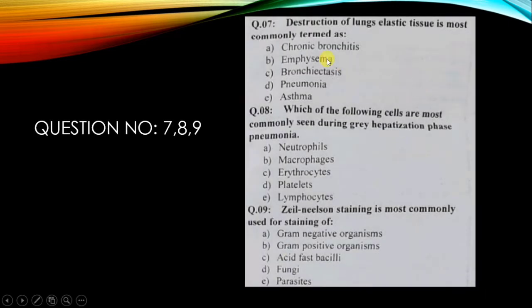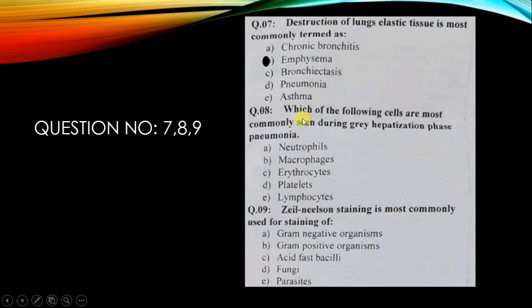Moving toward question 7: destruction of elastic tissue is most commonly termed as chronic bronchitis, emphysema, bronchiectasis, pneumonia, or asthma. When there is a destruction of the elastic tissue in the alveoli, or we say the lungs, it is termed emphysema, while chronic bronchitis is a condition which is an inflammation of the bronchus.